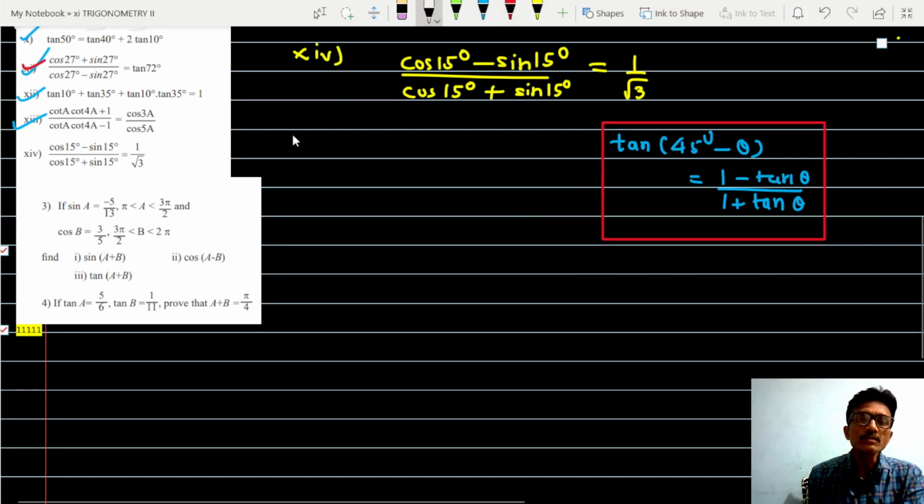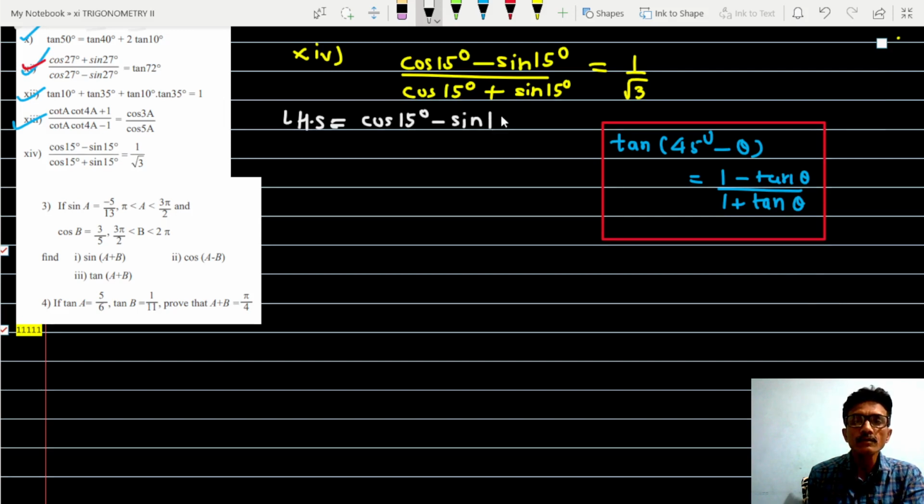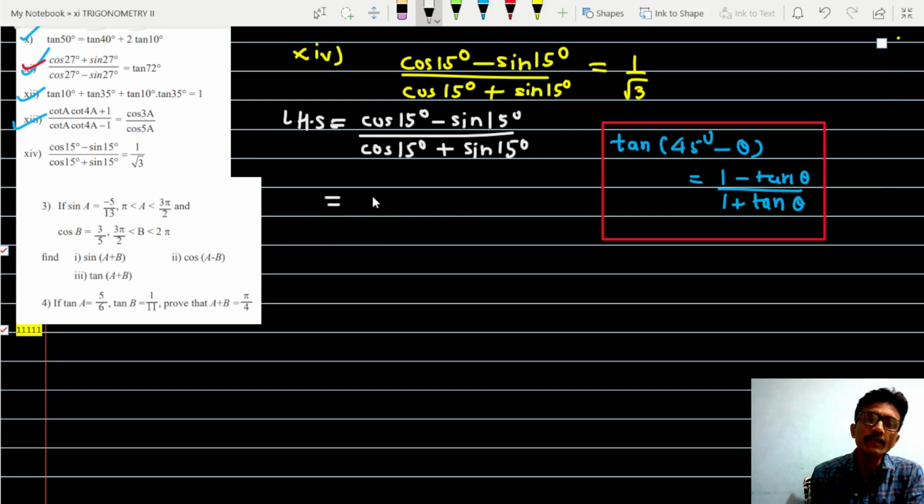Now let's do this. LHS is equal to cos of 15 degree minus sine of 15 degree upon cos of 15 degree plus sine of 15 degree. We will divide by cos 15 degree to numerator and denominator. So if we divide by cos 15 degree to numerator and denominator, this gives 1.